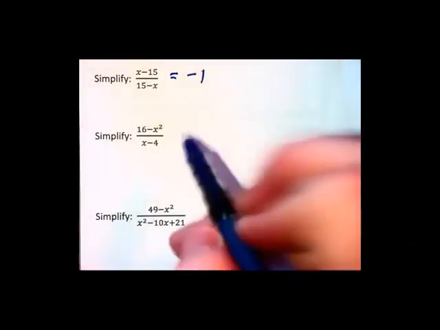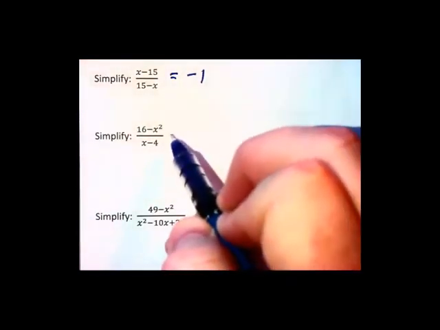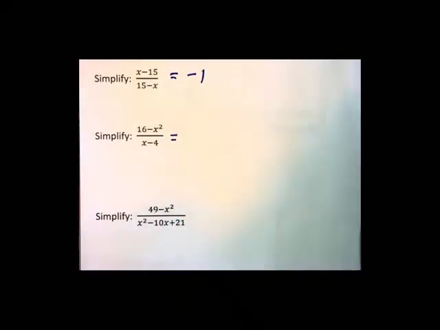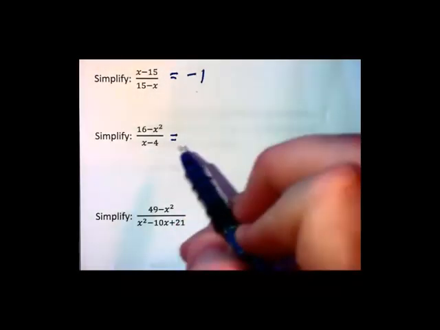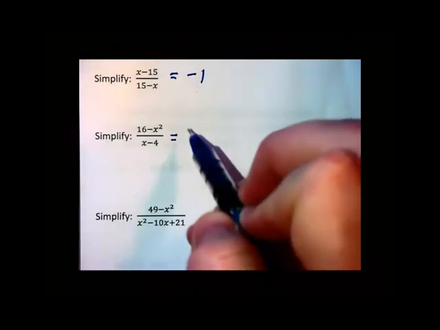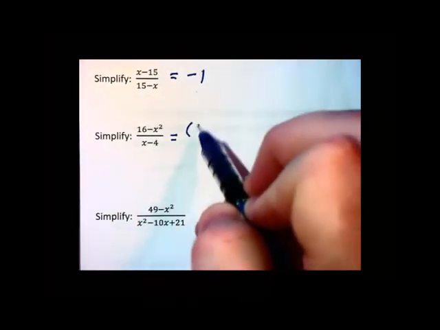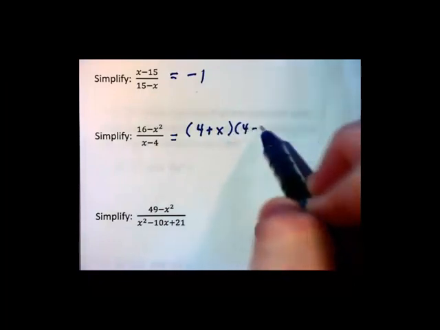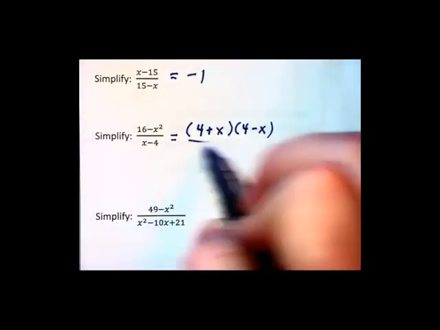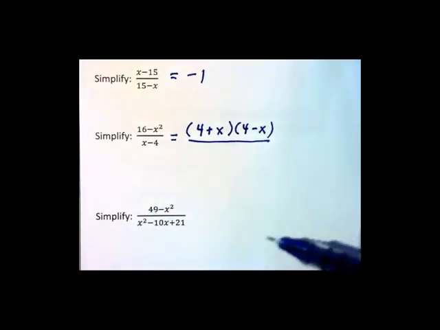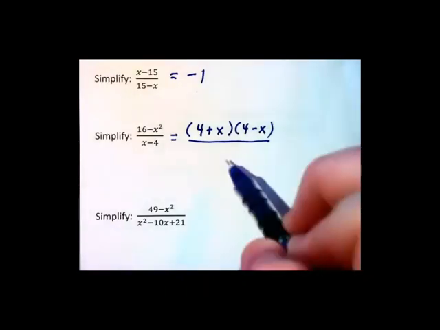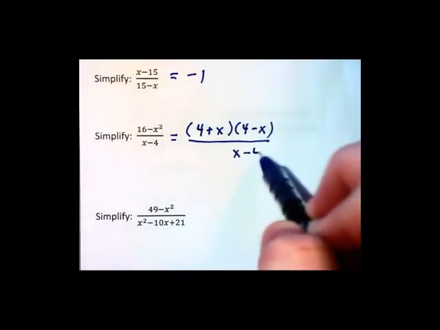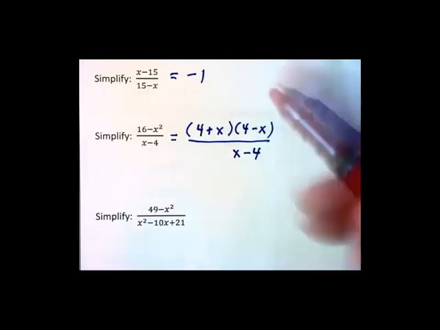When it comes to factoring 16 minus x squared, do not reverse that and write it instead as x squared minus 16. Instead, you need to write this as 4 plus x times 4 minus x. If you turn that numerator around, you're going to change the sign of the numerator. Likewise, down below in the denominator, we're going to get that x minus 4.